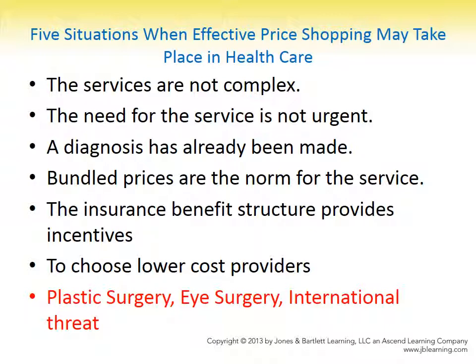You may pay your plastic surgeon $3,000. The plastic surgeon turns around and pays $1,200 to the ambulatory surgery center, and he or she makes $1,800 for the service. Very price sensitive. So that's what's happened. The insurance benefit structure is an incentive. There is no insurance in that aspect in elective surgery. It truly is price sensitive, and you choose lower cost providers.